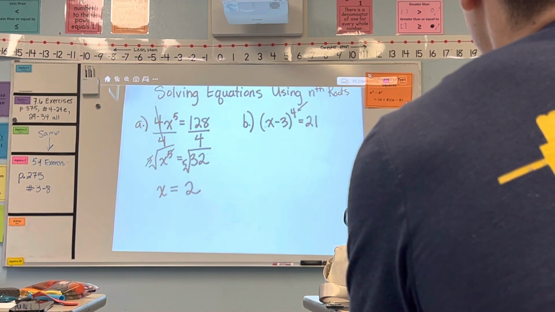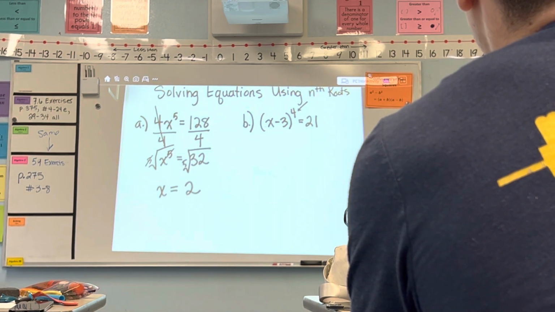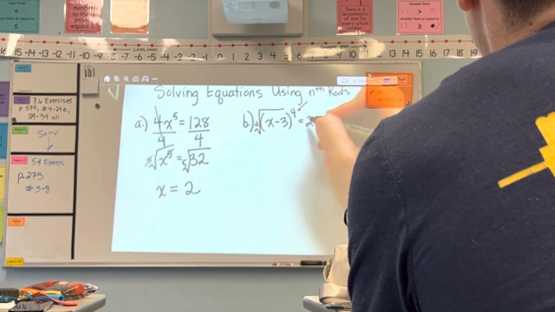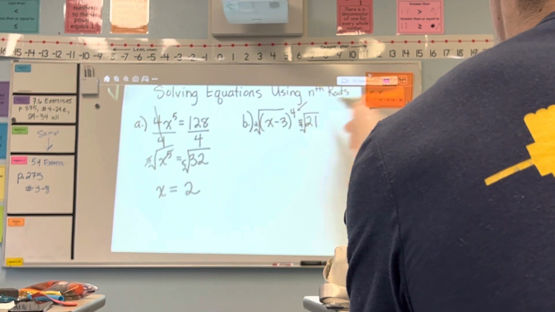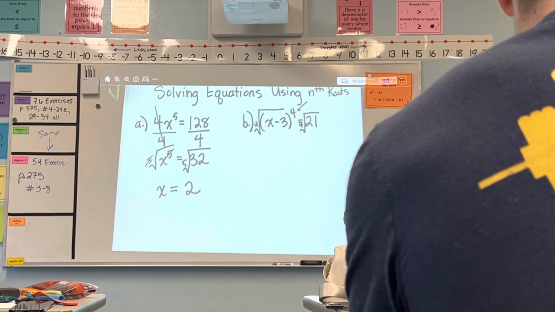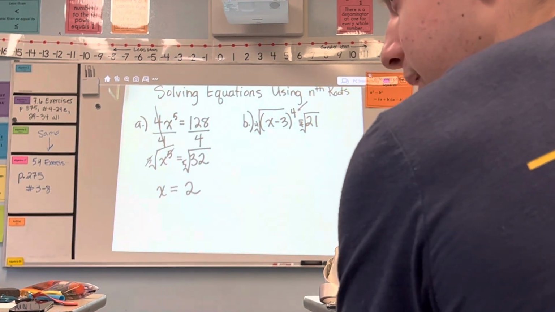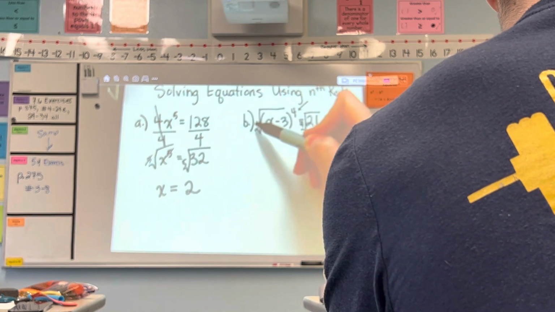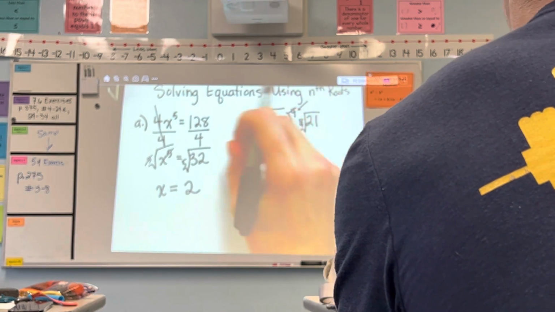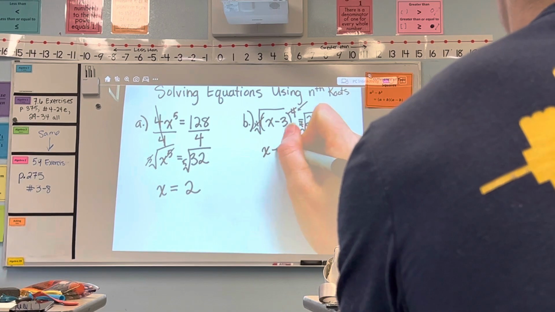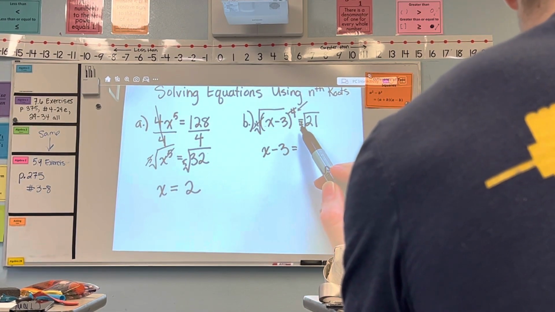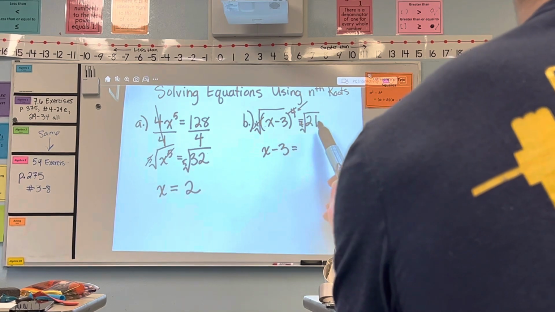What's the opposite? The 4th root. So we're going to take the 4th root of the whole thing. Remember, whatever the box is, every time you're doing one thing to one side, you must do it to the other side, okay? So that cancels this out, and now all of that goes away, and we just have x minus 3 equals.